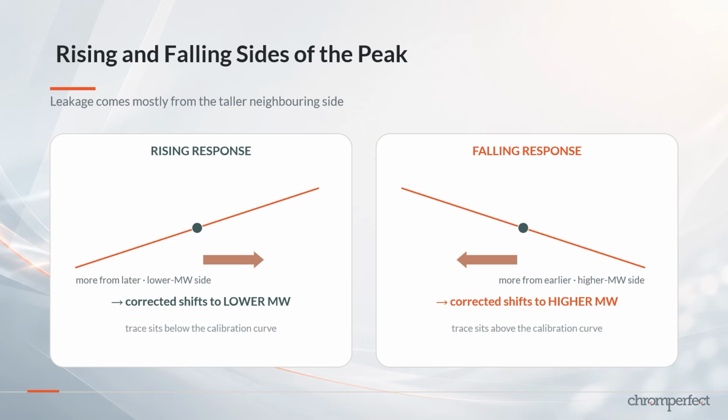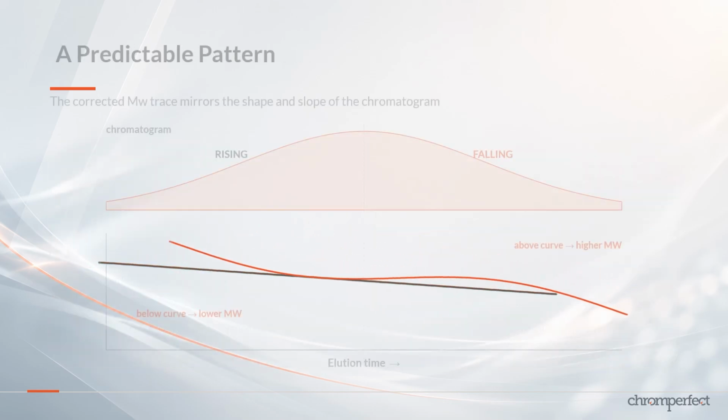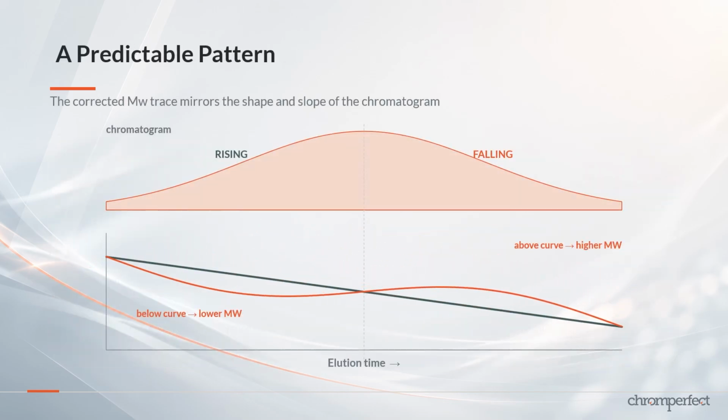Where the chromatogram is falling, the fraction receives proportionally more leakage from earlier eluting material. Earlier eluting material has higher molecular weight. The corrected average is therefore shifted upward toward higher molecular weight. The corrected trace, consequently, follows a pattern related to the shape and slope of the original chromatogram. This is not random behavior. It is the expected result of the neighboring point contamination model.